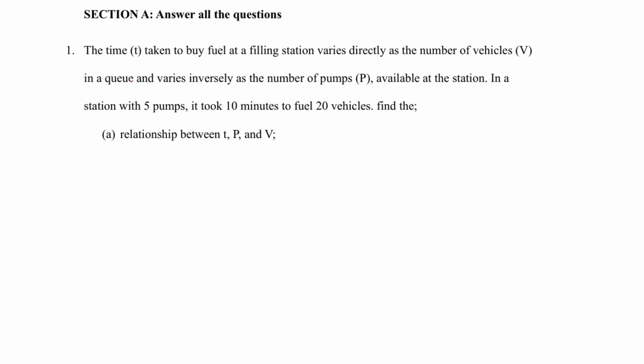The first question says, the time T taken to buy fuel at a filling station varies directly as the number of vehicles, V, in a queue, and varies inversely as the number of pumps, P, available at the station. In a station with 5 pumps, it took 10 minutes to fuel 20 vehicles. Find the relationship between T, P, and V.